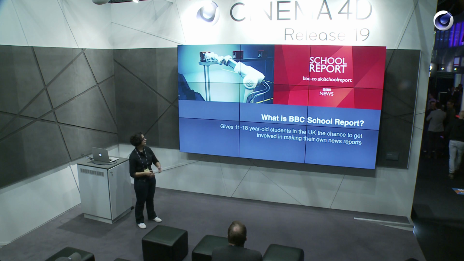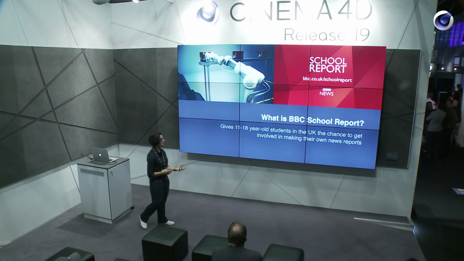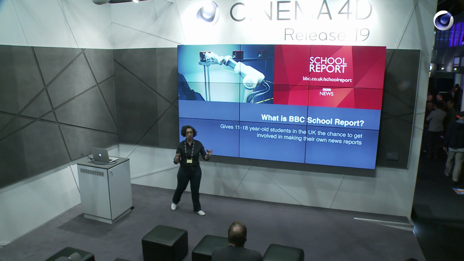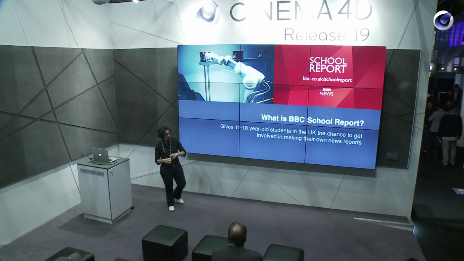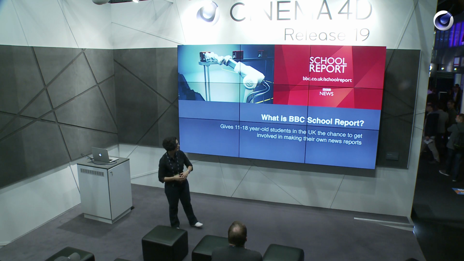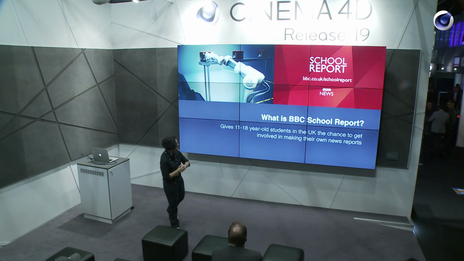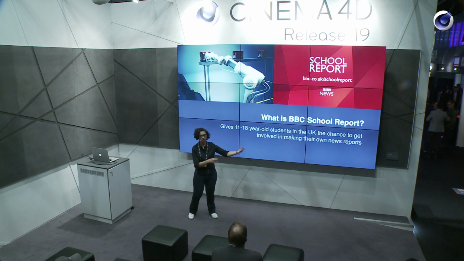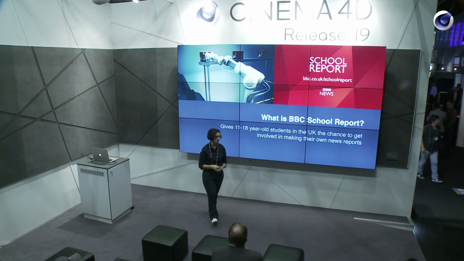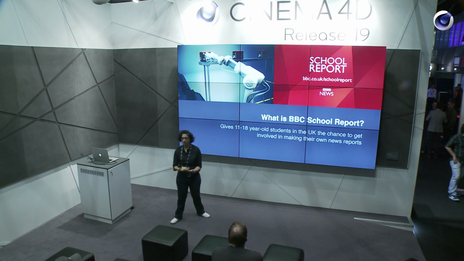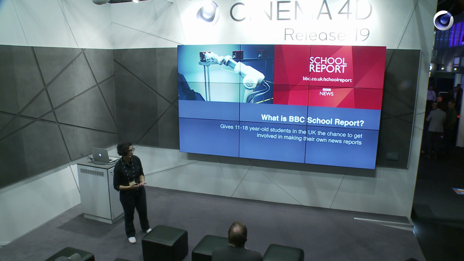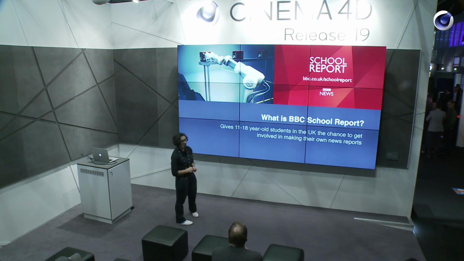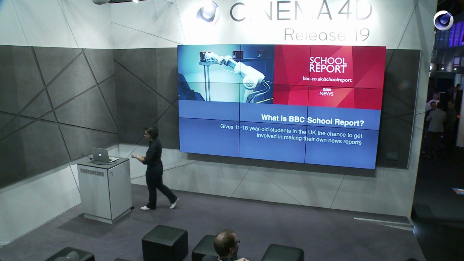It gives 11 to 18-year-old students in the UK the chance to get involved in making their own news reports. So around March every year, there is a great big news day. And months earlier, mentors from the BBC get involved. They get signed up with a school of their choice. And they go and speak to students, and give them a bit of an insight into what it's like to work within a news environment, and a bit of help with their own news reporting, just to get them started.